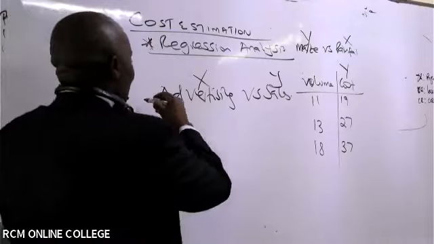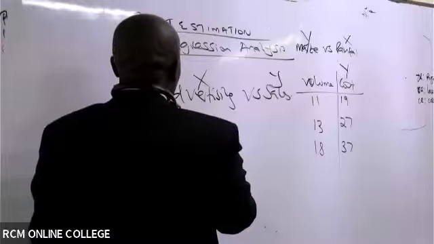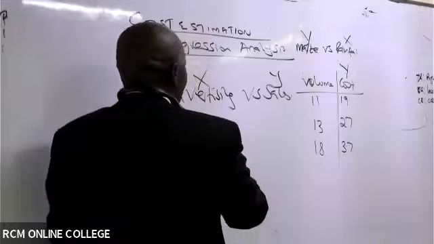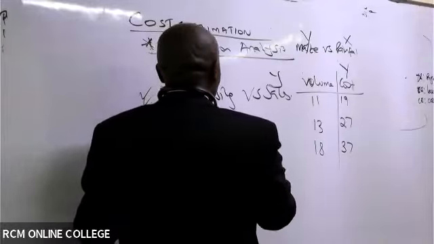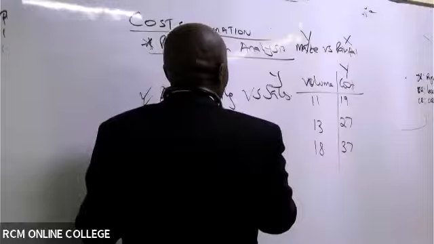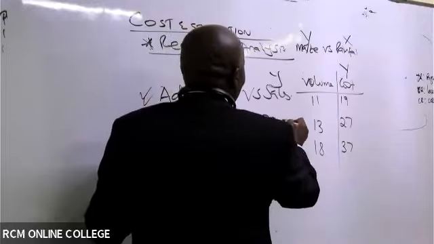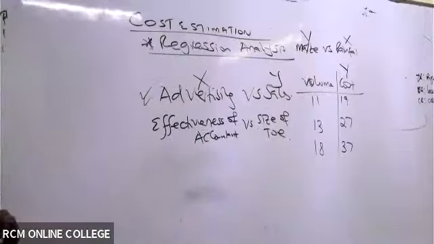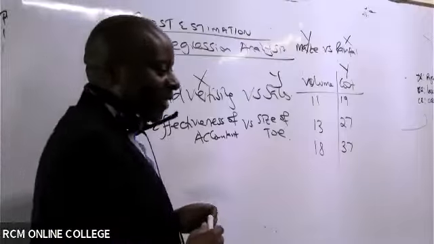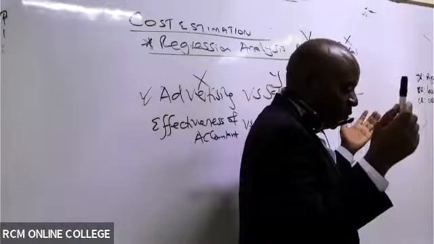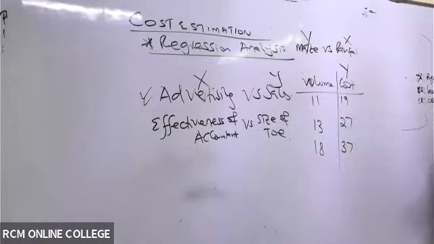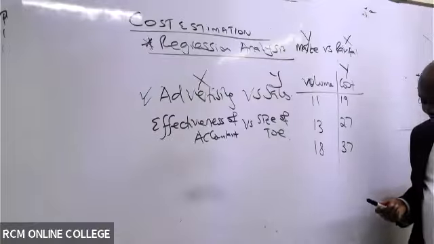The last one. Let's see. If you get this correctly, I give you, even if I don't have money today, 500 bob. Effectiveness of an accountant versus the size of the toe. Effectiveness of an accountant versus the size of the toe. Please talk to me. Which one goes to Y?